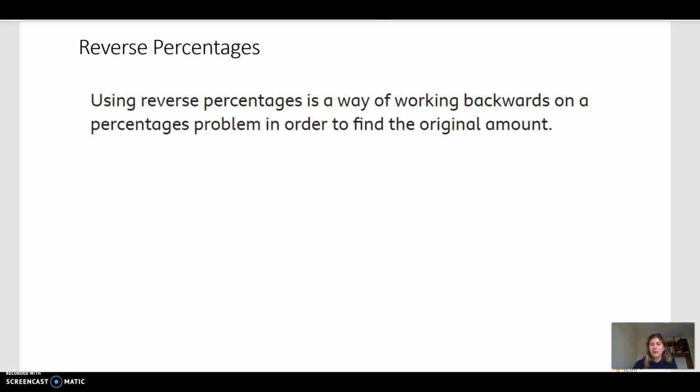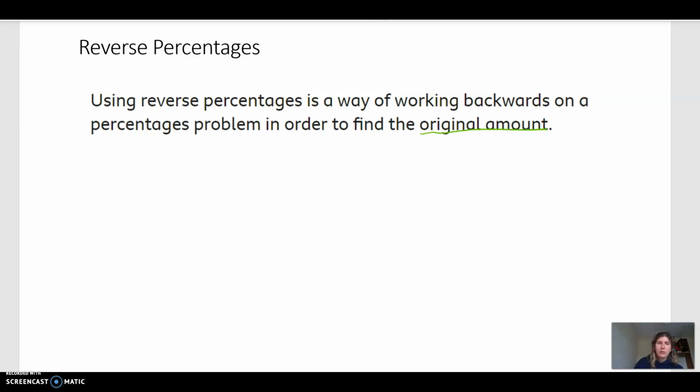Okay, now we use reverse percentages as a way of working backwards on a percentage problem to find the original amount. So your clue for when you do a reverse percentages question, and this is the hardest thing, is working out when your question is a reverse percentages problem. Your indication for that should be talking about the original amount. So it should in the question be asking you to find the original price or the original cost or the original amount or something like that.